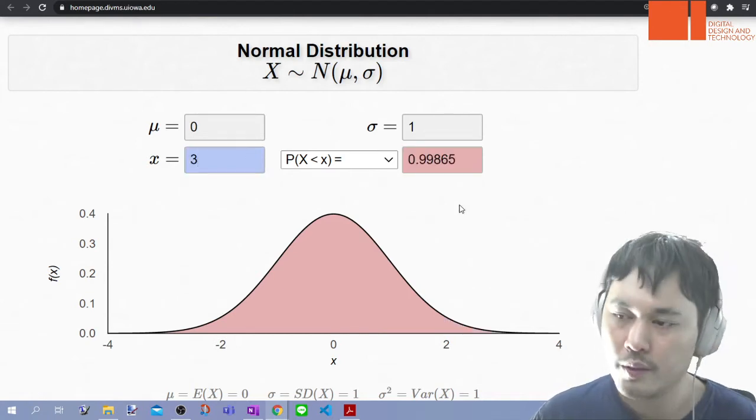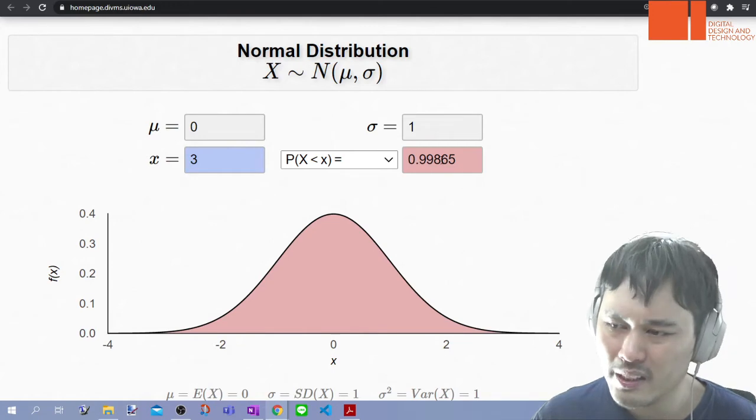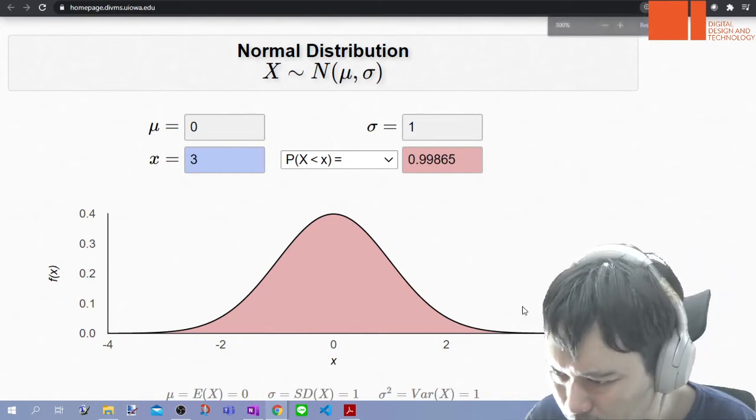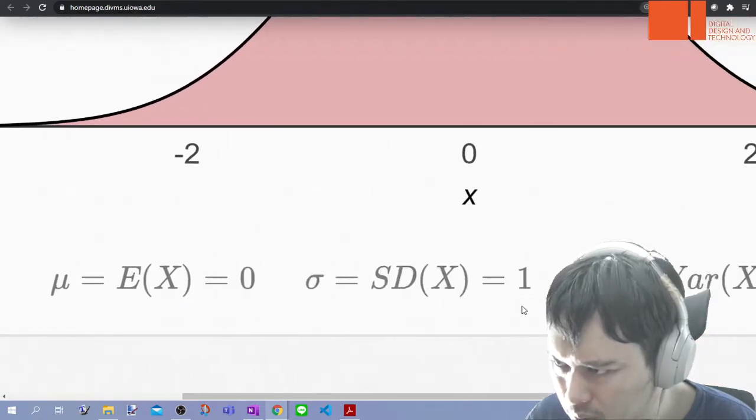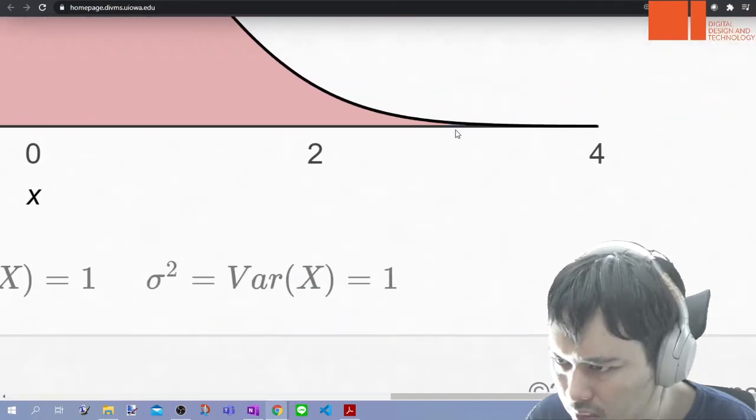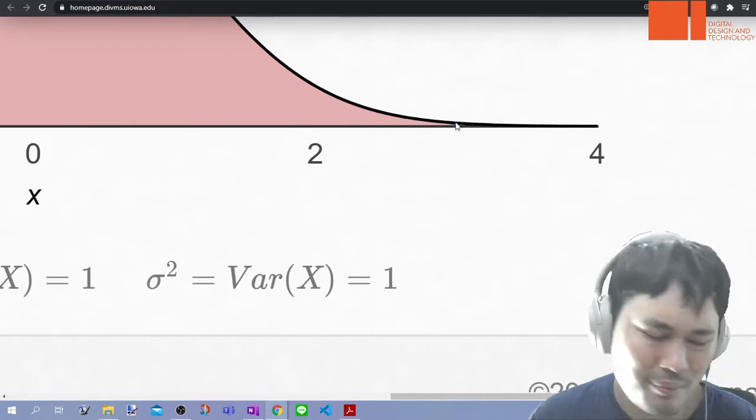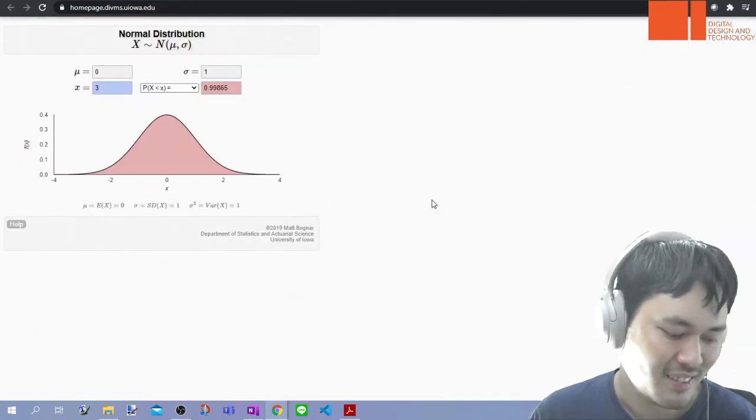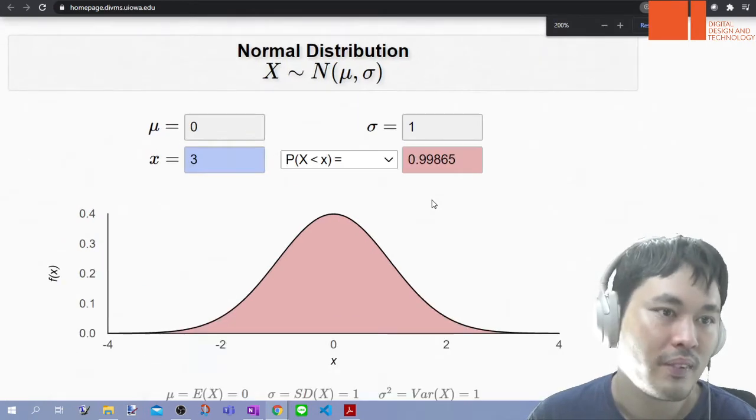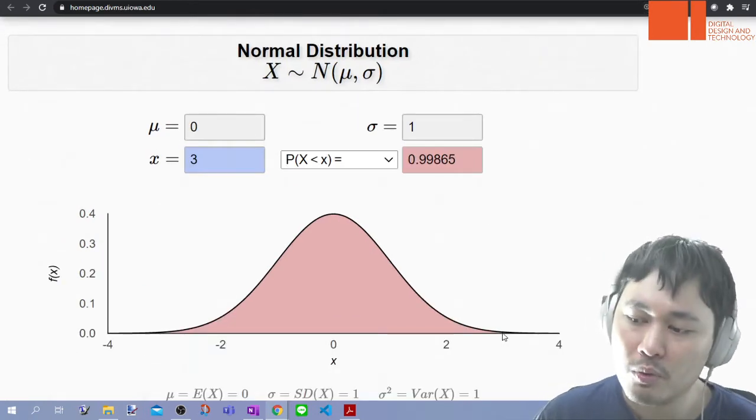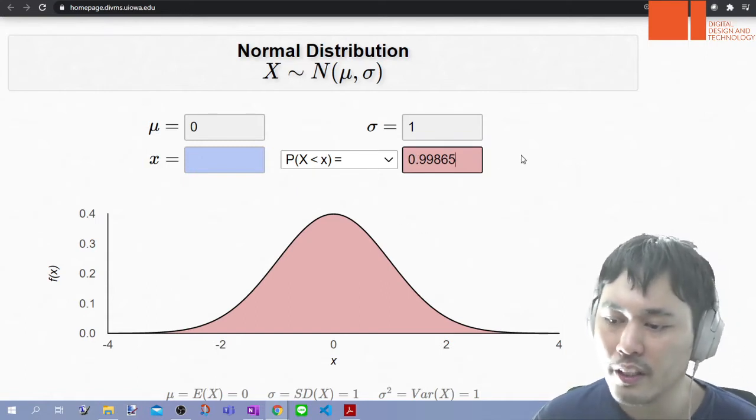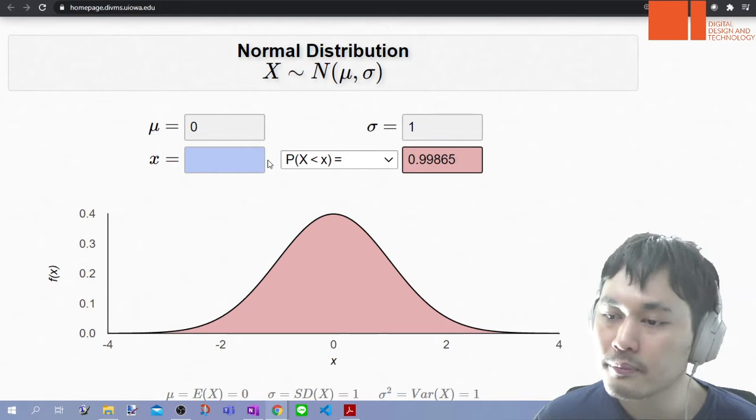If you change it to 3, you see it's 0.99865. You can see the tiny blue part here, but oops, that's too small. Nevertheless, you look at the point 3, compute the area to the left, and that gives you 0.99865, which is close to 1.